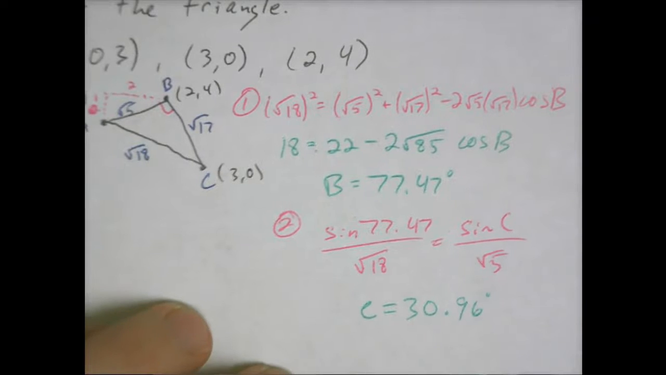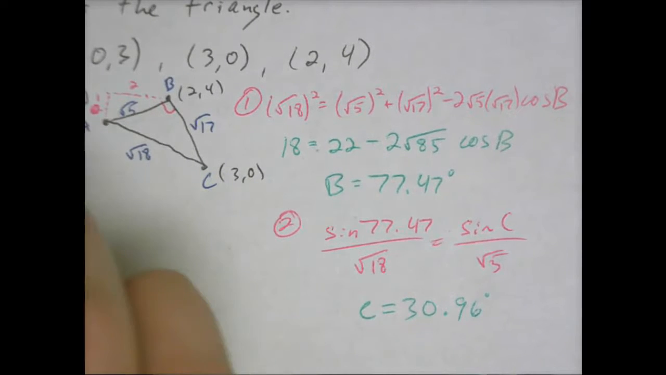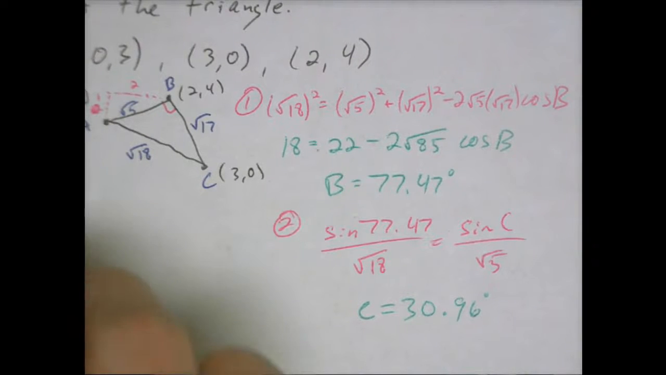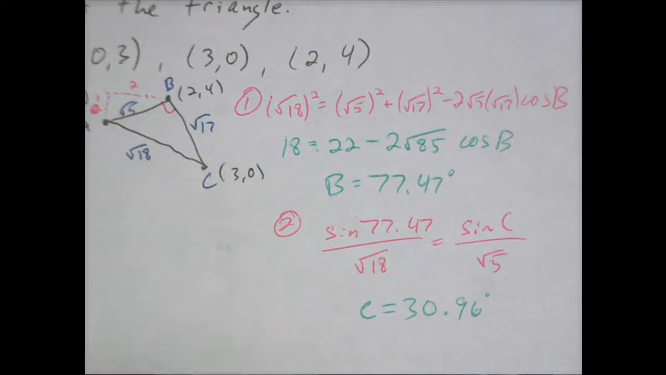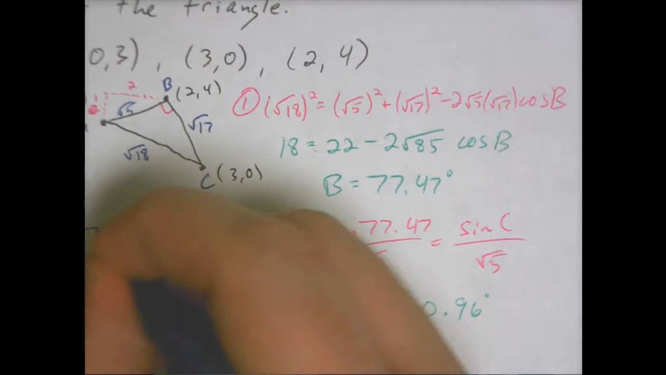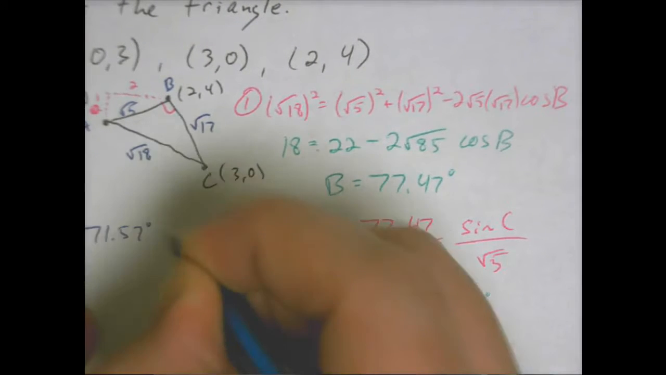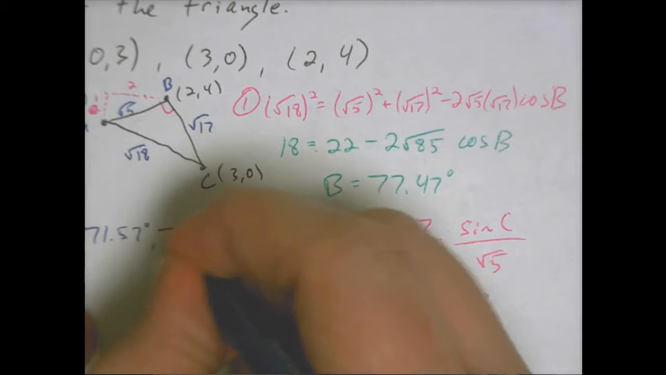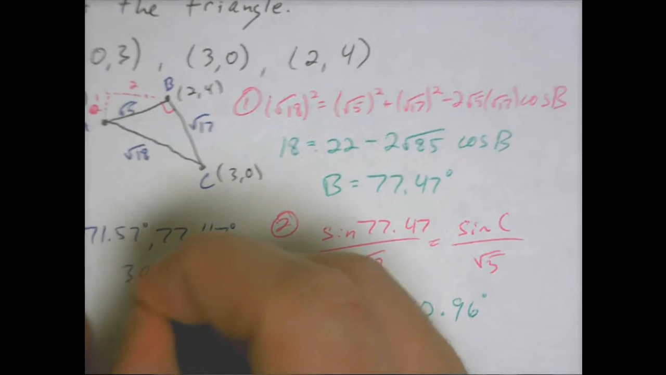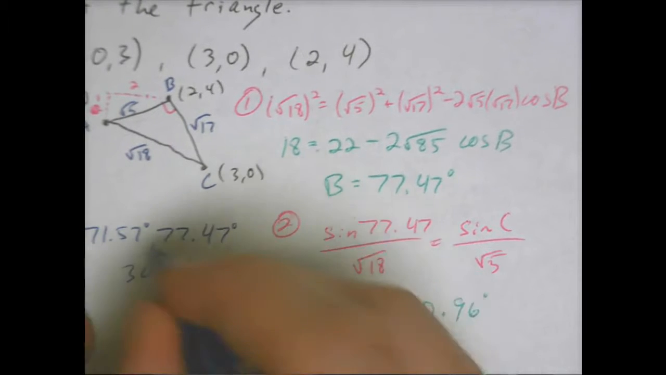30.96 degrees. Okay, and then just do 180 minus 30.96 minus 77.47 to get the other angle. And I have 71.57. So I have 71.57, 77.47, and 30.96 degrees.